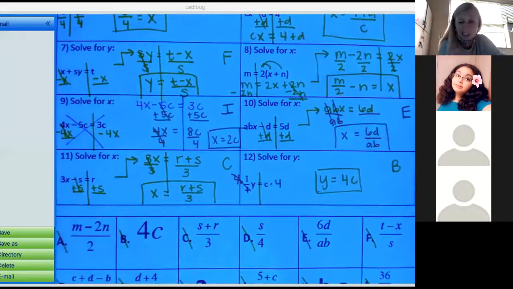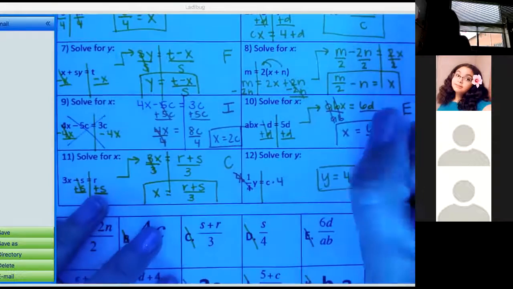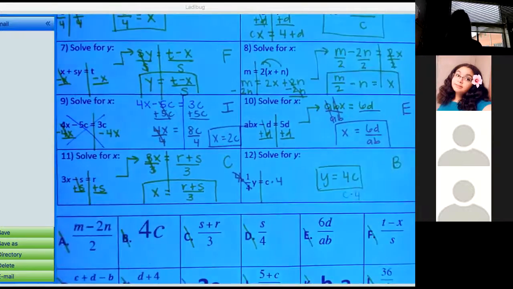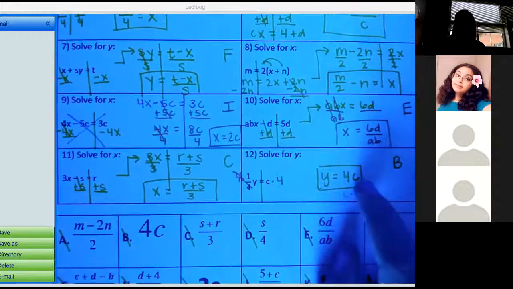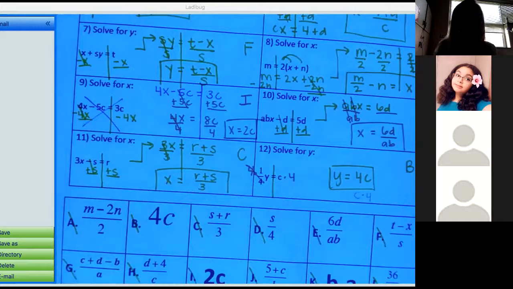Are y'all good with these? We don't have any questions? We feel okay with literal equations? I'm good. Yes. Oh, cool. All right. You put 4C equals Y? You can leave it C times 4. You can do this. That's fine. You'll probably, on a test or quiz, they'll put the 4 in front because the 4 is the coefficient and it should go in front of the letter. But, I mean, they do mean the same thing. All right, well then let's go ahead. If y'all are good, let's go ahead and get started on notes.